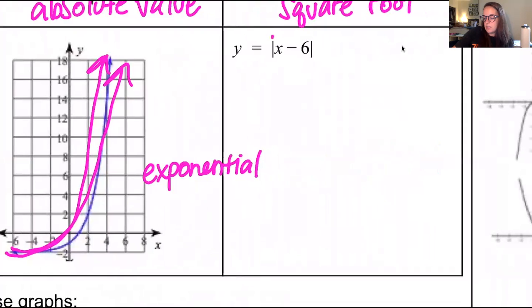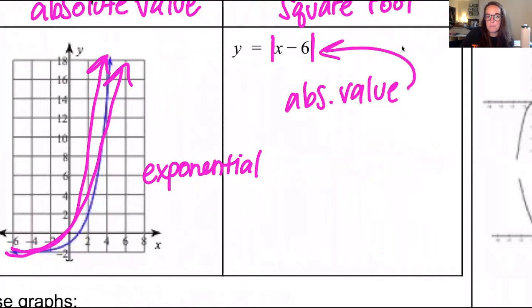And then finally, if we see these lines here, this would be absolute value because we see literally absolute value in the problem.